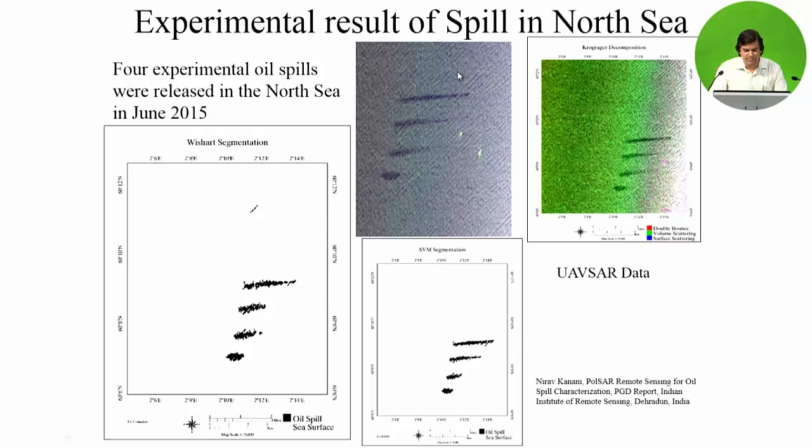When we see the background, really it is difficult to differentiate or distinguish the oil spill from the background, but with the help of polarimetric property, there are 2 examples. One is given on the basis of Wishart segmentation of the polarimetric data set, and another is the SVM segmentation. Using both the segmentation approaches, we were able to clearly identify the patch of oil spill from its background.